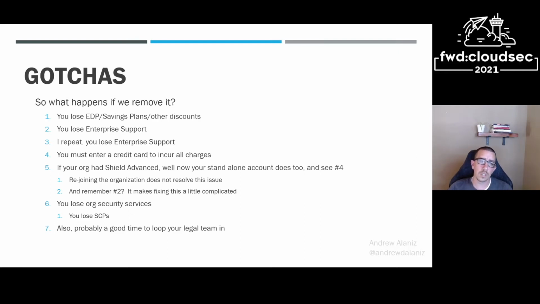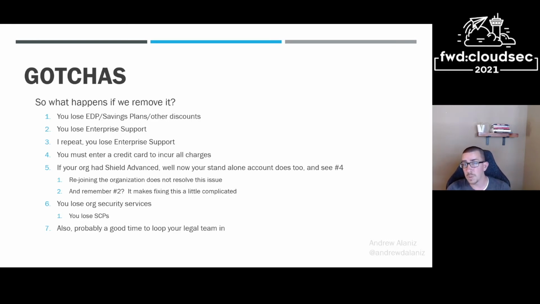So another one is you're going to lose security services, whether that's Macie, GuardDuty, CloudTrail, Config, anything that's managed at the organization level. Those are no longer going to have access to that account. And so you need to be thinking about, does it make sense to be removing this from the organization? And if I do, I'm not going to be blind with a lot of my existing processes.